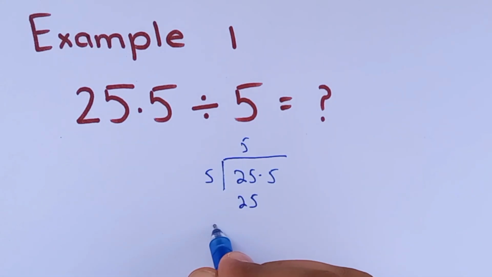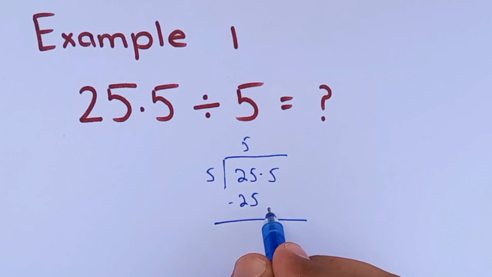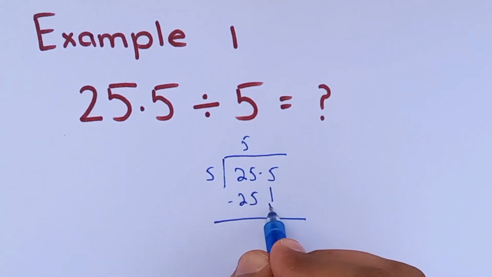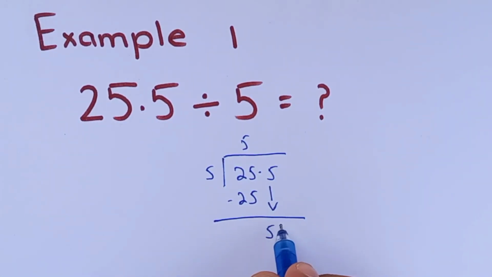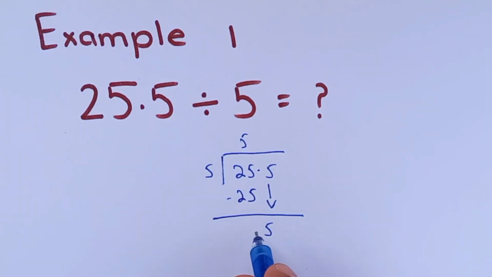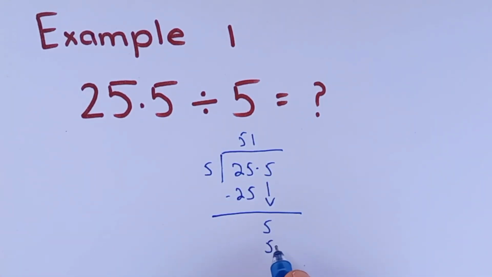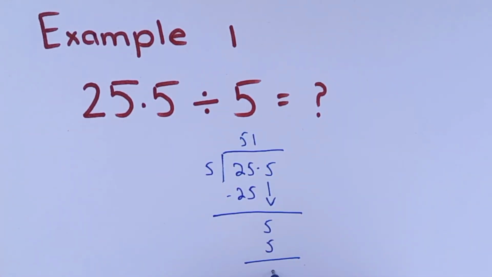So next step, we can subtract 25 from 25, so 0, and put down 5. Okay, and then 5 is what multiplied by 5? 5 ones are 5. Okay, so 5 minus 5 is 0.